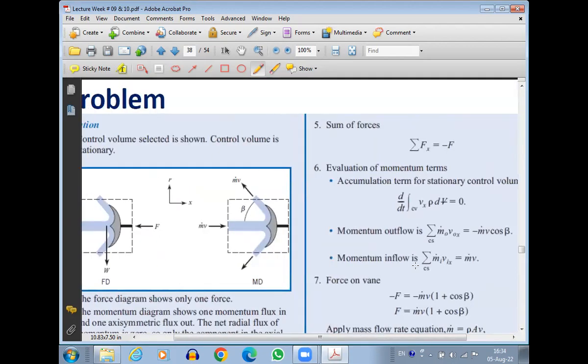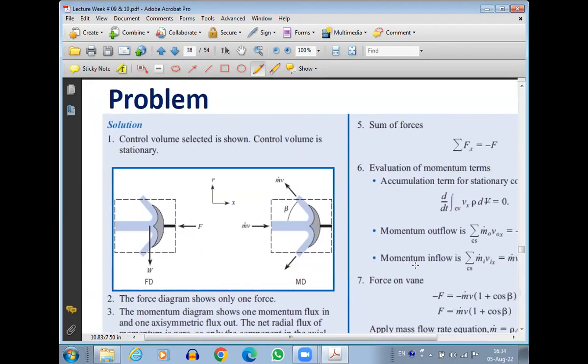Let's see the solution. First of all, we draw the force diagram and the momentum diagram. In the force diagram, there is the weight of the fluid acting downward, and then there is a reaction force of the vane, of the support, which will be in the direction opposite to the jet. So these are the two forces we are going to have.